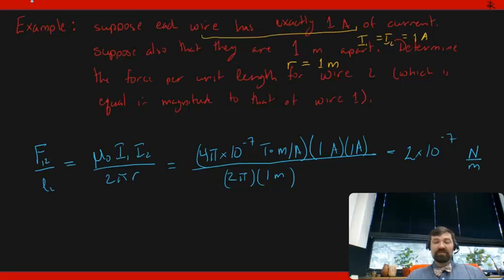Now this is still a very small, you could say microscopic, it's actually even sub-microscopic in some sense, force. It's like 0.2 micronewtons per meter of force. But it is a measurable force with a sufficiently sensitive force scale. So this gives us a means of measuring something that we can then use to define what is this unit of current, the ampere.